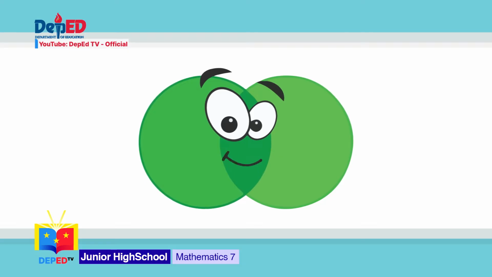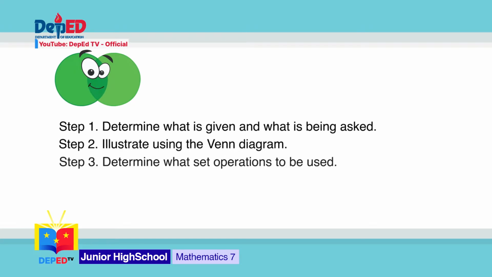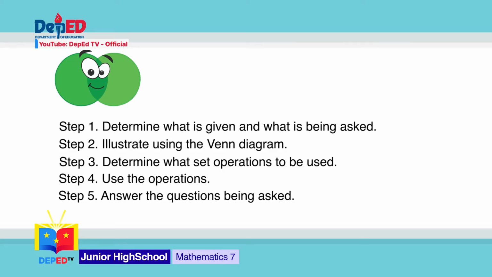Today, I will share all the steps you need to solve problems involving set operations using a Venn diagram like me. Step 1. Determine what is given and what is being asked. Step 2. Illustrate using the Venn diagram. Step 3. Determine what set operations to be used. Step 4. Use the operations identified in the previous step. And last step, answer what is being asked. Thank you for that, Ben.